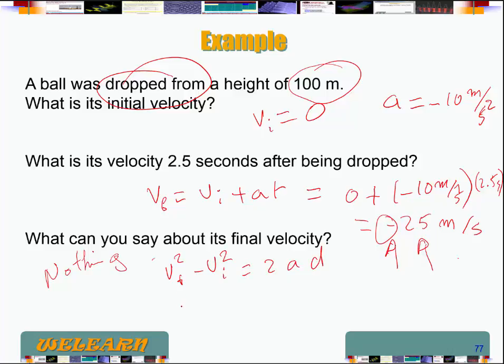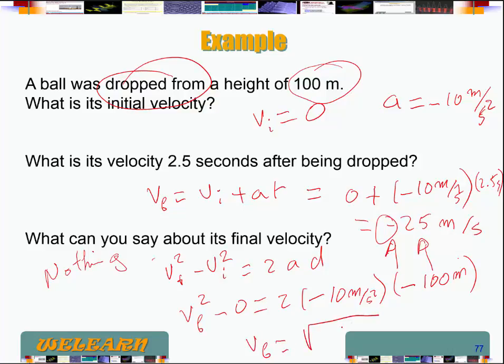So in this case, Vf is what we are looking for. Vi is 0. Twice A is minus 10 meters per second squared. D is minus 100 meters. Remember the minus since it's downwards. So my Vf is just square root of 1,000 meters per second. I'm not going to go through the numerical calculation here, but you get the idea.